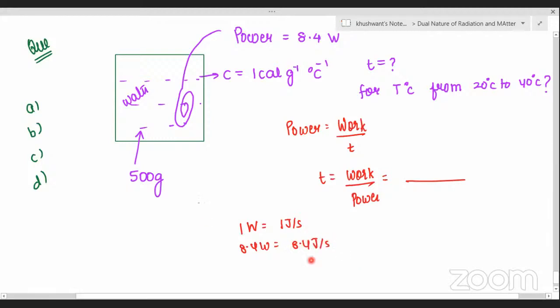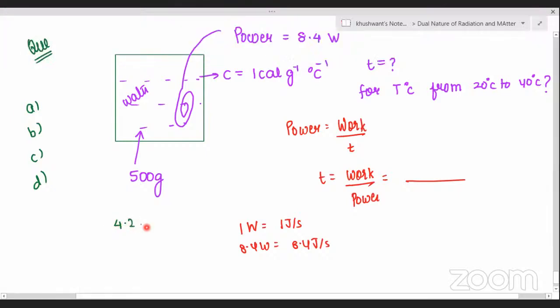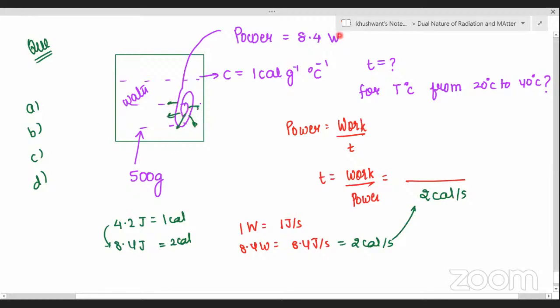Suppose I want to convert into calories. Tell me the concept of calorie that we know: 4.2 joules is equal to 1 calorie, correct? That means 8.4 joules will mean how much calories? 8.4 by 4.2, how much does it come? 2. This can also be written as 2 calorie per second. So the power that this coil delivers is 2 calories in every second. In every 1 second, 2 calories of heat goes into water. This is the meaning of 8.4 watts.